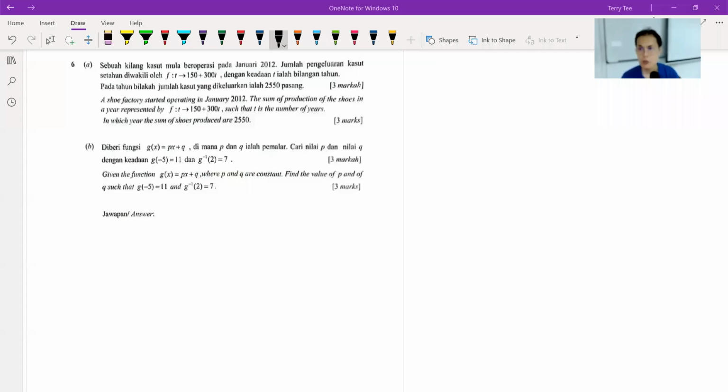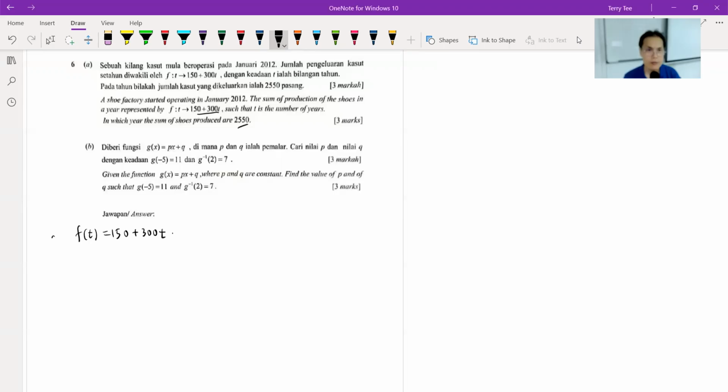Okay, moving on to question number 6. Here we have a shoe factory that started operation in January 2012. The sum of production of the shoes is represented by this function, which means this is your f(t). f(t) is 150 plus 300t, where t is the number of years for which the sum should be produced.